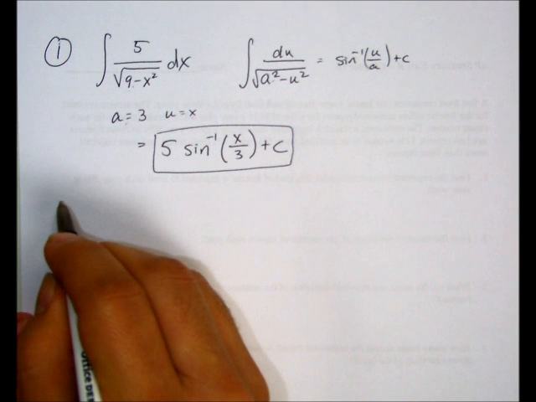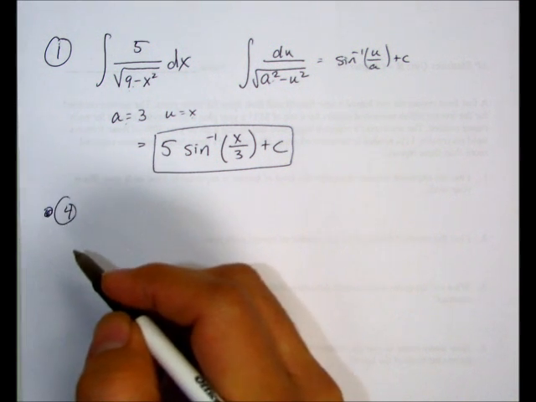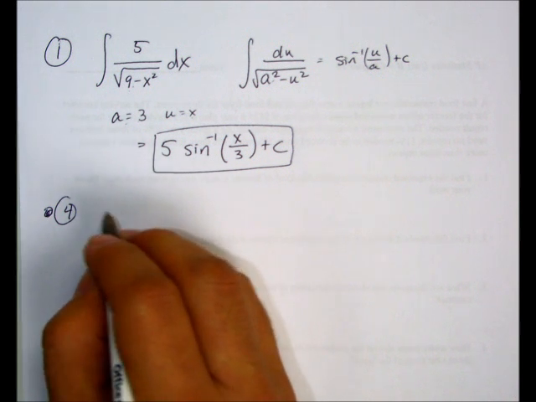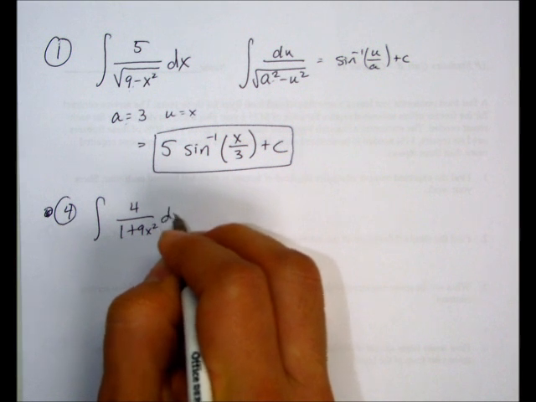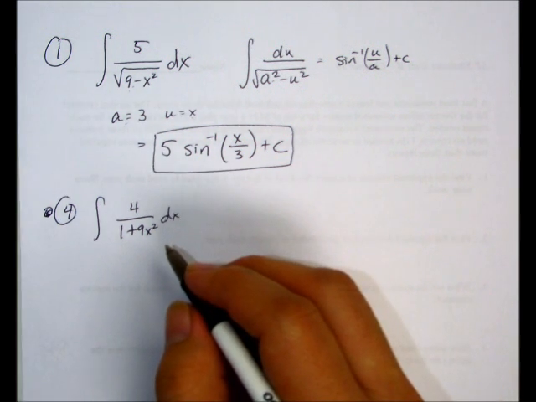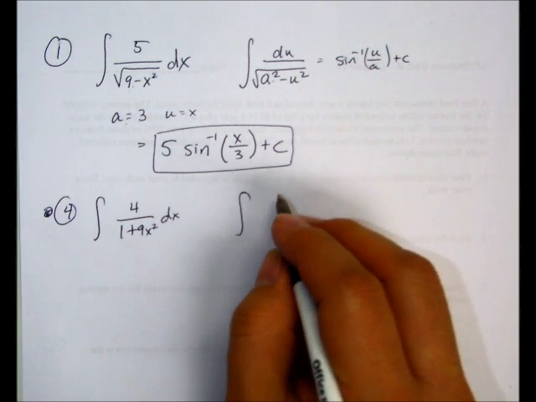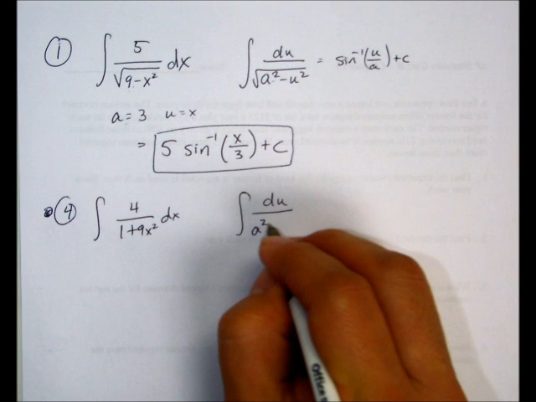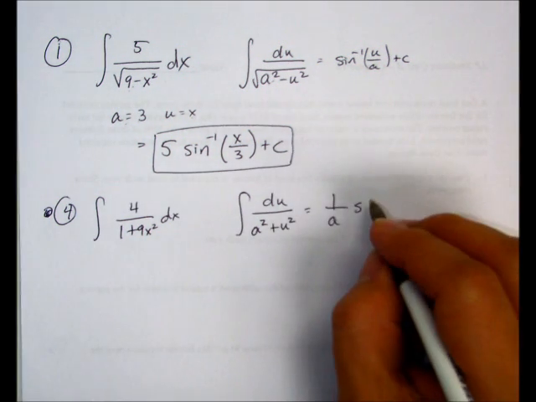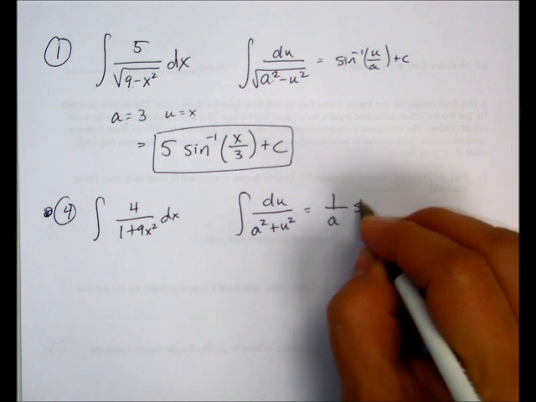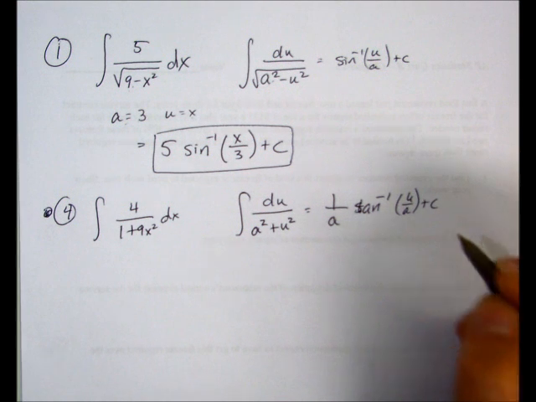Okay. So I believe the next one was number 4. Number 4, the integral of 4 over 1 plus 9x squared dx. Well, this one looks most similar to the arctan. And the arctan was du over a squared plus u squared, and that gave arctangent of u over a plus c.